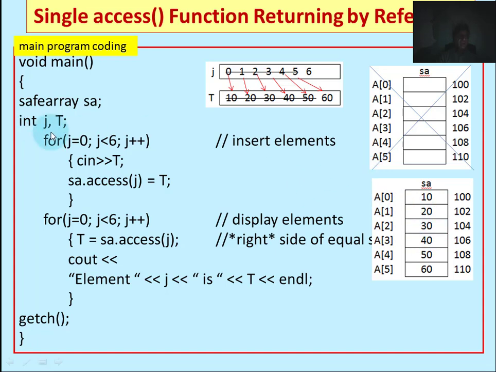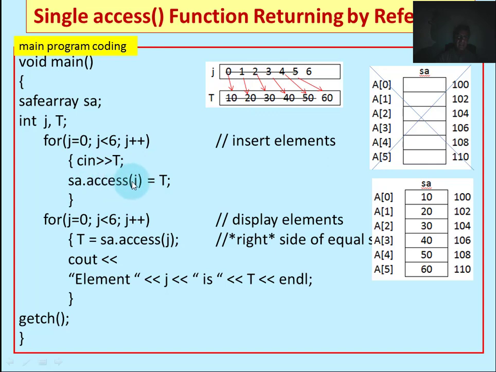the inserted values. So J and T, these are two integer variables, object memory, and this integer memory J. This is the memory of J and this is the memory of T. J is equal to 0, J less than 6, J plus plus. This loop will run 6 times. Cin T, the value of T is 10.